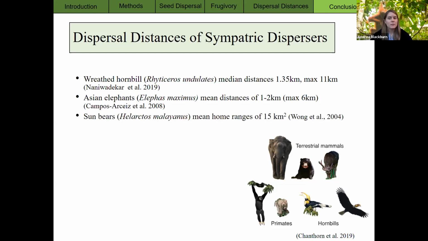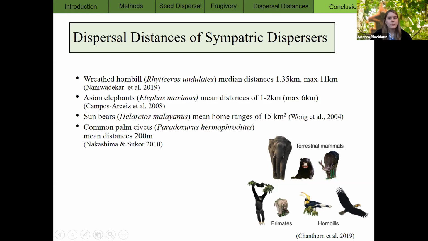Relatively little is known about sun bears. However, we do know they are frugivorous and they disperse seeds, particularly large seeds, and they could be dispersing seeds relatively far, as their mean home range size is about 15 square kilometers. And they're estimated to have relatively long gut passage times, maybe about 15 to 20 hours. Of the many viverrids, mean dispersal distances are known for the common palm civet, and these civets disperse seeds about 200 meters on average.